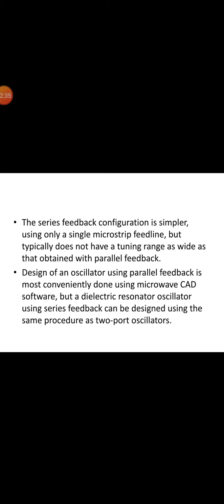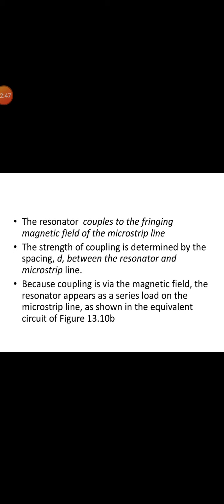So design of an oscillator using parallel feedback is most conveniently done using microwave CAD software, but a dielectric resonator oscillator using series feedback can be designed using the same procedure as a two-port oscillator. So the resonator couples to the fringing magnetic field of the strip line, and the strength of the coupling is determined by the spacing d between the resonator and the microstrip line. So because coupling is via the magnetic field, the resonator appears as a series load on the microstrip line. Okay, thank you.